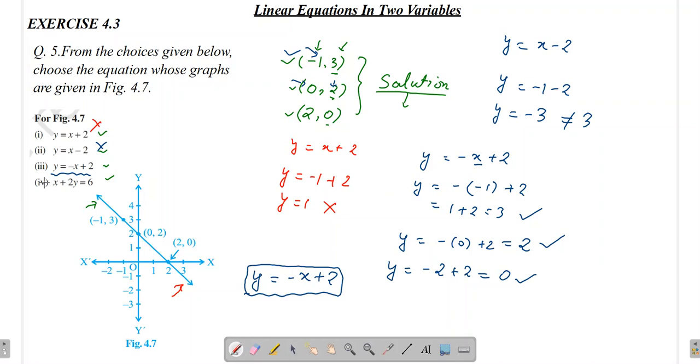You can check for the fourth one also, but I know that this will not be satisfied, but you need to check that also. You can do it at your own level. So this is how we are going to solve the questions. I hope this must be clear. Today we'll have one more question. So let's have one more example.